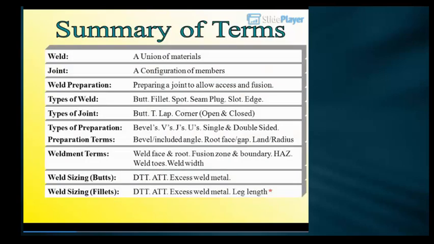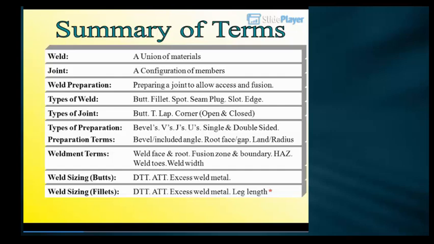Summary of terms: weld, a union of materials. Joint, a configuration of members. Weld preparation, preparing a joint to allow access and fusion. Types of weld: butt, fillet, spot, seam, plug, slot, edge. Types of joint: butt, T, lap, corner, open and closed. Types of preparation: bevels, V's, J's, U's, single and double-sided. Preparation terms: bevel/included angle, root face/gap, land/radius.